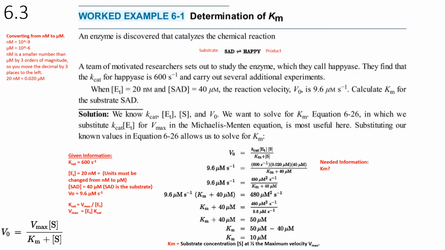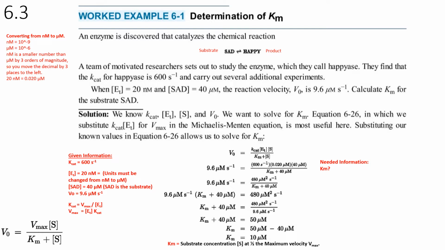Don't forget to get the correct number of units up here. So you had 2 of those, and that's why it's squared, per second, divided by Km plus 40 micromolar. And then you want to get rid of the denominator here, so you multiply 9.6 micromolar per second by everything that you have in the denominator down here.